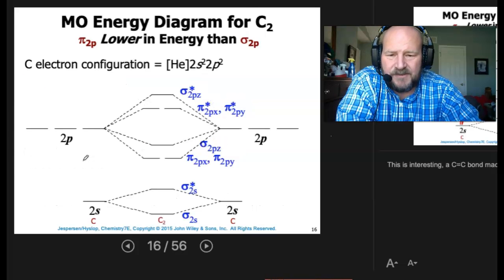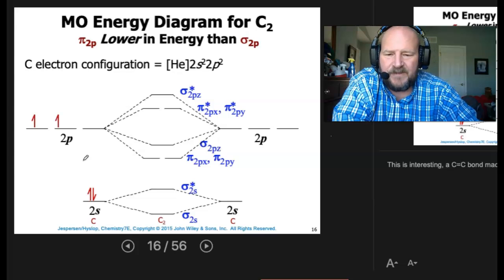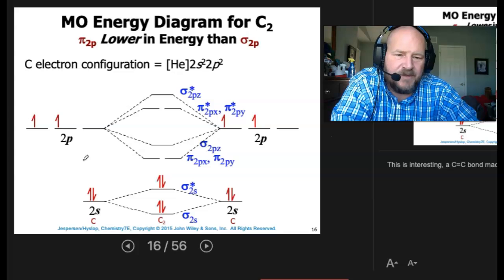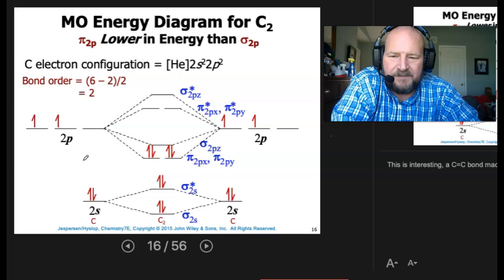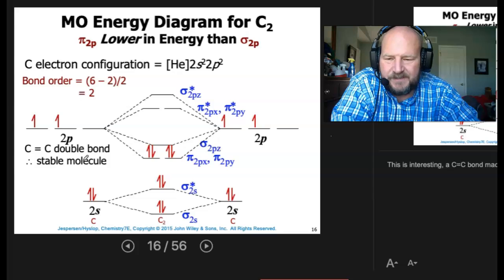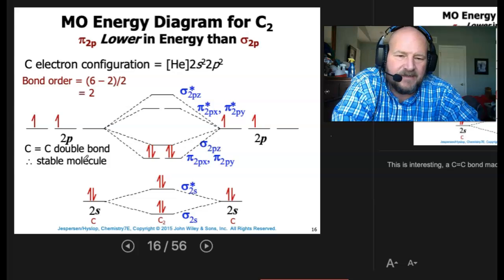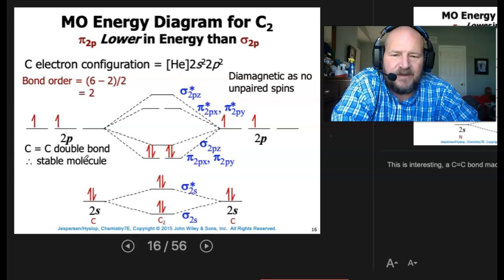All right, so we're moving right along to carbon then. Again, the 2s is going to be pretty boring down there. We'll start messing with the 2p again. First, we're going to fill in the 2px and the 2py, and then we're going to pair them up. At this point, we now have 6 minus 2, or a bond order of 2. So we'd expect the carbon-carbon to be a double bond as a stable molecule. Again, no unpaired spins. It continues to be diamagnetic.